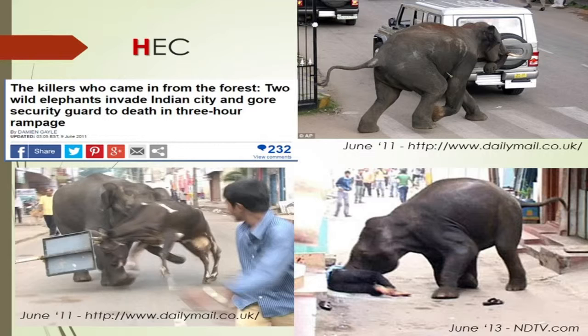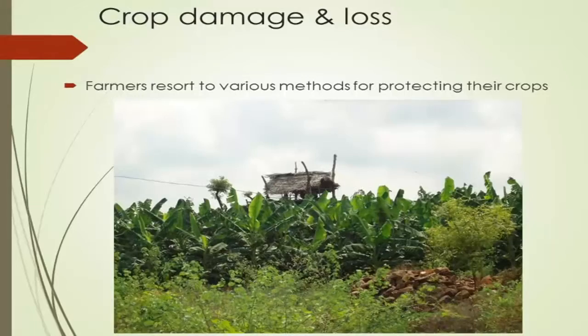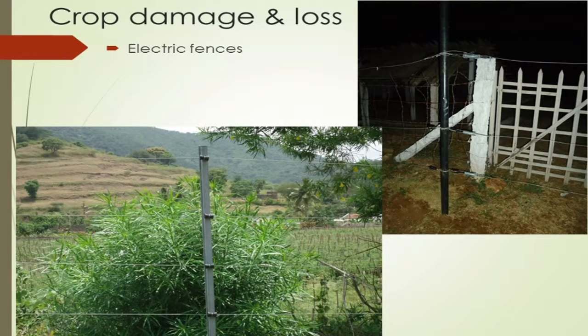So what to do? If you're a farmer with not a lot of income that you can use for protecting your crops, this is the easiest method: set up these observation points where men get together and guard their crops. But if you have a little bit more money, you can create these things called electric fences.